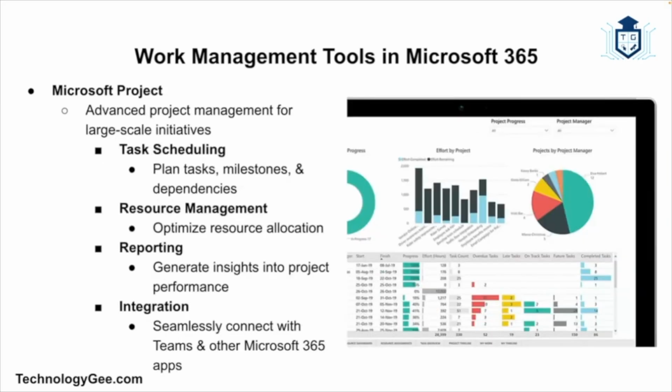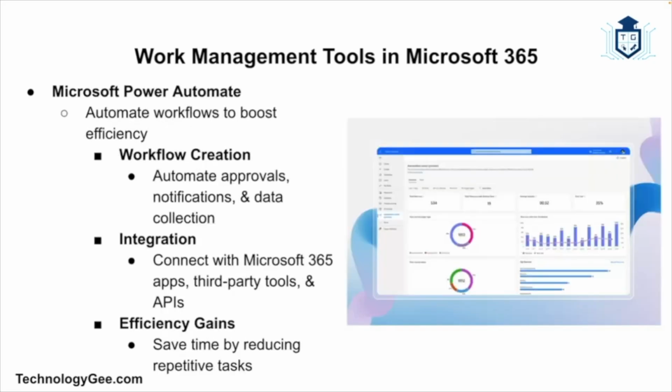Next, we have what is called Microsoft Project, and this is a comprehensive tool for managing large-scale projects. And this offers task scheduling, so you can plan tasks, set milestones and dependencies. There's resource management, where you can allocate resources efficiently. You have reporting, so you can generate detailed reports on project progress and performance. And it also has integration, so you can connect this to Teams and other Microsoft 365 apps for enhanced collaboration. And then we have what is called Microsoft Power Automate.